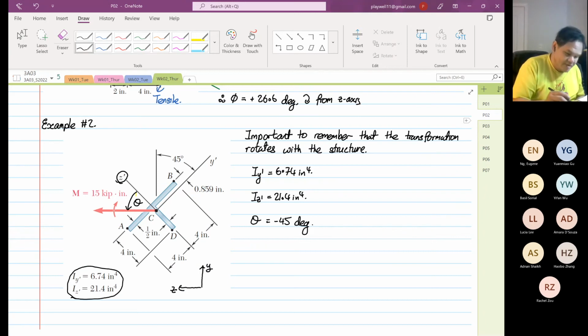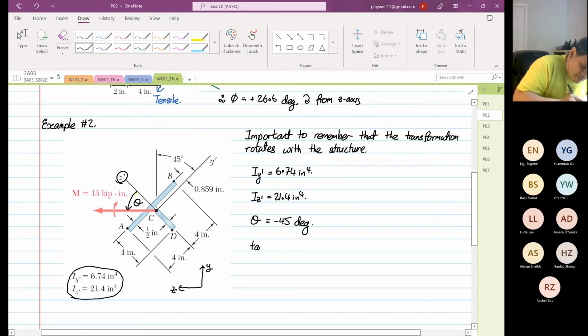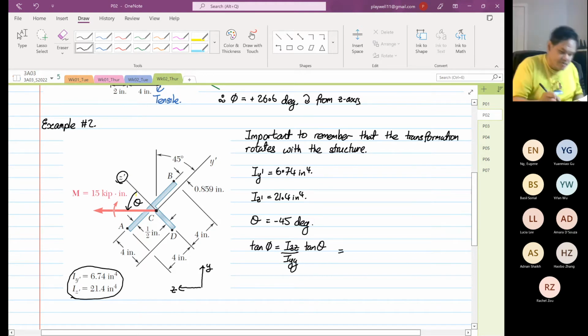Okay, so now we know that it's anticlockwise. So the next thing we do is just to plug in the formula. So now we have tangent phi is equal to IZZ over IYY tangent theta. So this expression will be equal to, IZZ is 21.4, IYY is 6.74, and then you have tangent, and you have to insert your minus 45 degrees.